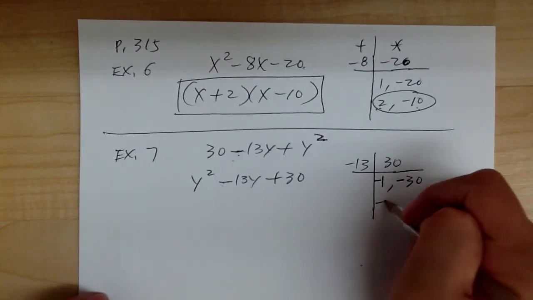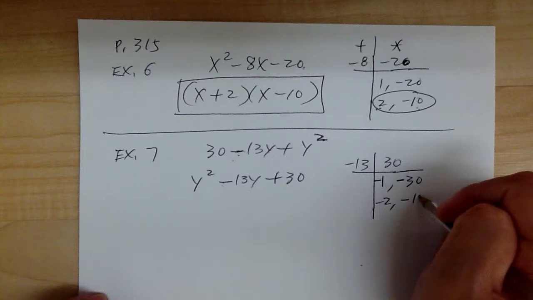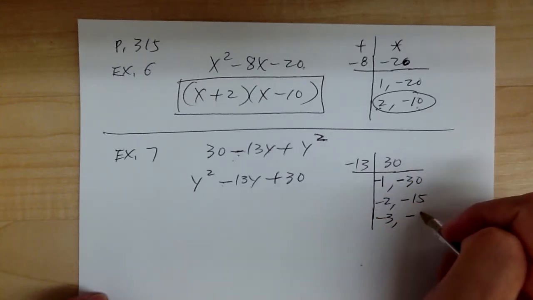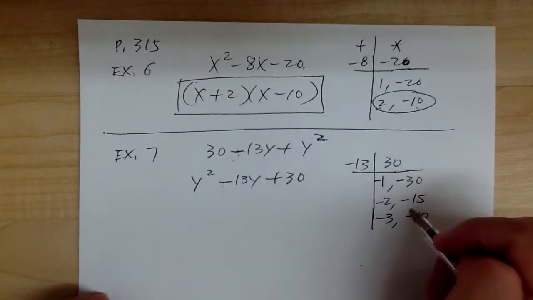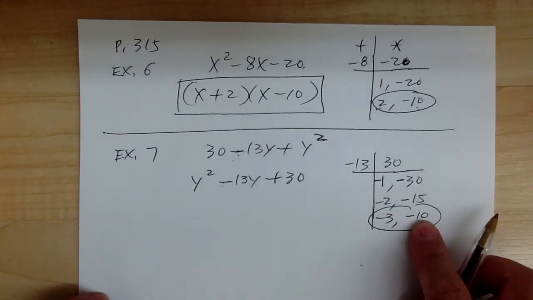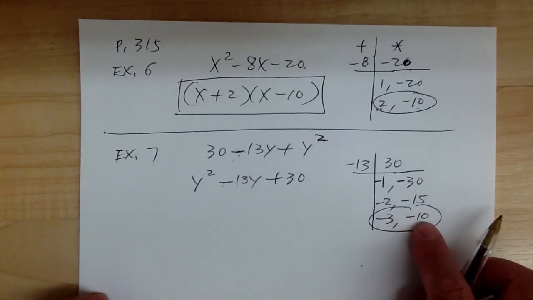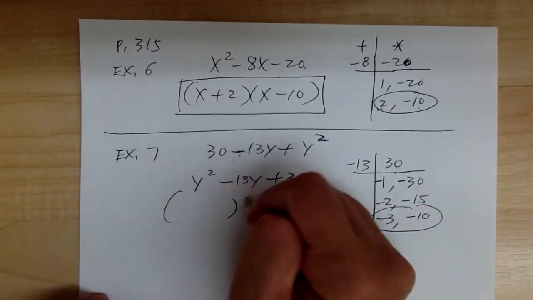So you just go down the list. So negative 2, negative 15. Okay, still no good. So negative 3, negative 10. Right? So this is it. So negative 3 times negative 10 gives you positive 30. Negative 3 plus negative 10 gives you negative 13.